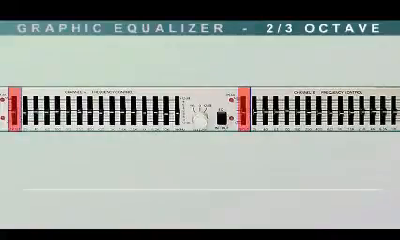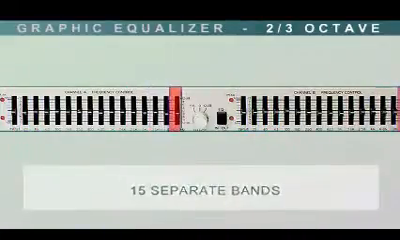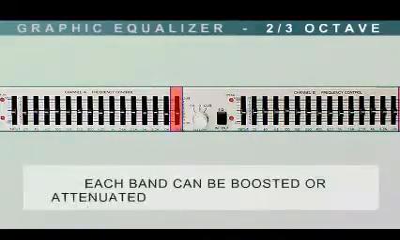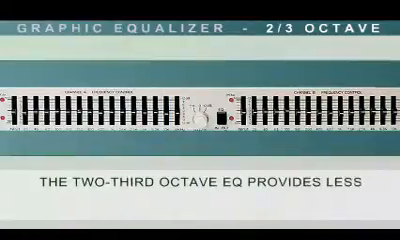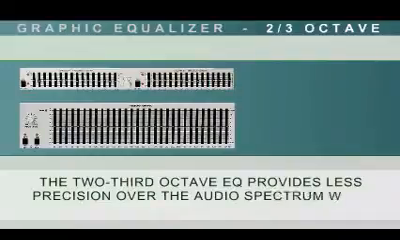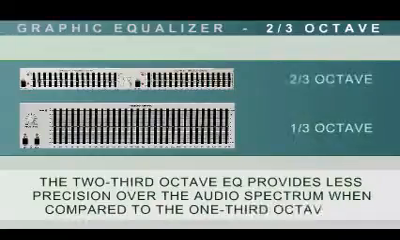A 2/3 octave equalizer divides the frequency spectrum into 15 separate bands. Each band can be boosted or attenuated to control its amplitude. The 2/3 octave EQ provides less precision over the audio spectrum compared to the 1/3 octave EQ.